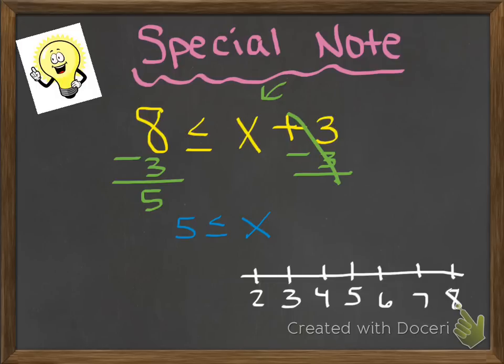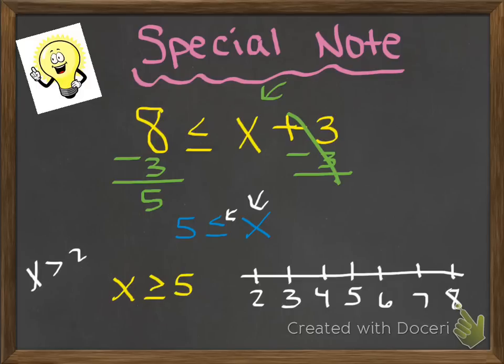When you're reading this, you need to read from the variable. So if this was, let's say, for example, x is greater than 2, then you could say x is greater than 2. But because this reads 5 first, you want to read from the x, which is right here. And if you look, x has the mouth open to it. So that means that x is actually greater than or equal to 5. So you can rewrite the problem, which is x is greater than or equal to 5.